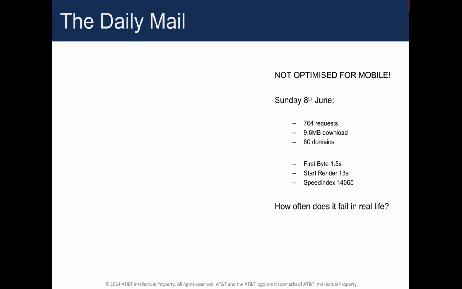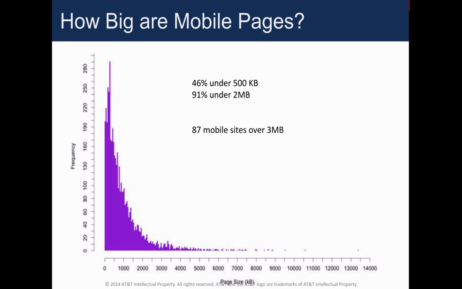So we started to look at who else had similar problems. If we start looking at how big mobile pages are, this is a graph showing the count of websites versus page size. You can see in mobile that a great majority are under 1 megabyte, under 1,000 kilobytes. 91% of all the sites are under 2 megabytes, but there are 87 mobile sites in the HTTP Archive that measure in at over 3 megabytes. And as we showed with the previous slide, as websites get larger, they also get slower.